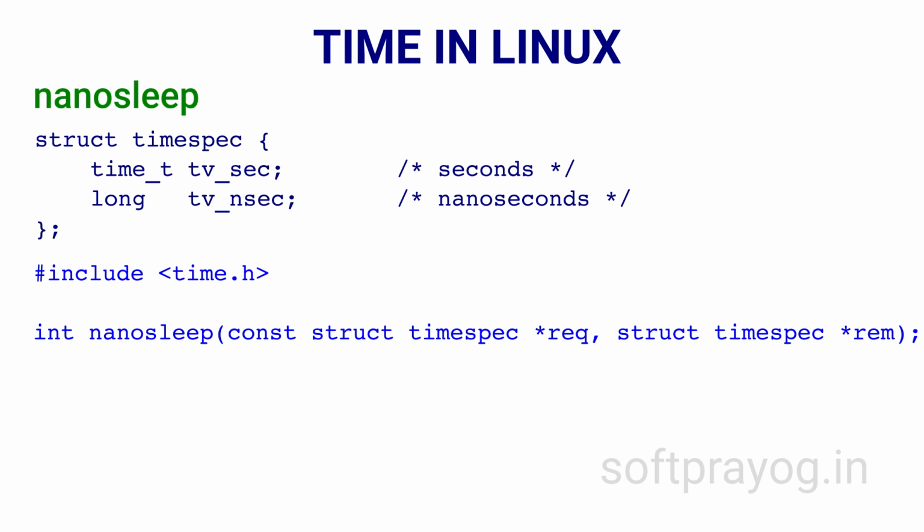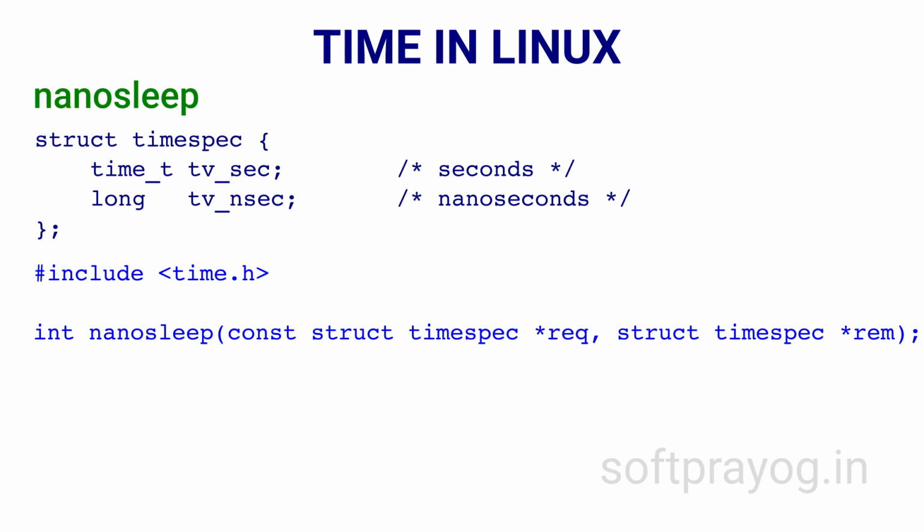Nanosleep is high resolution sleep. The caller has to define two struct timespecs and pass pointers to them. A struct timespec contains two members, namely tv_sec, which is in seconds, and tv_nsec, which is in nanoseconds. tv_nsec should be between 0 and 999,999,999 nanoseconds. Nanosleep puts the calling thread to sleep for the amount of time specified in the first parameter, the struct timespec pointed to by req.